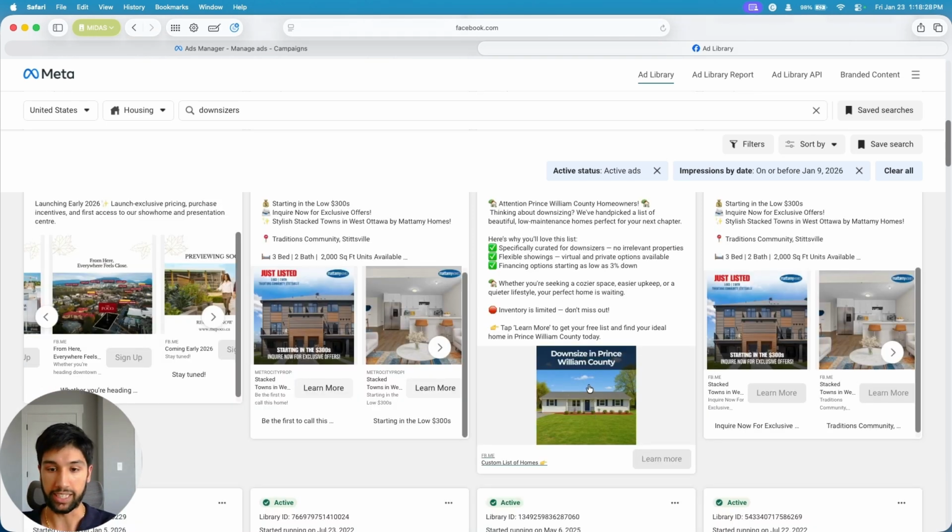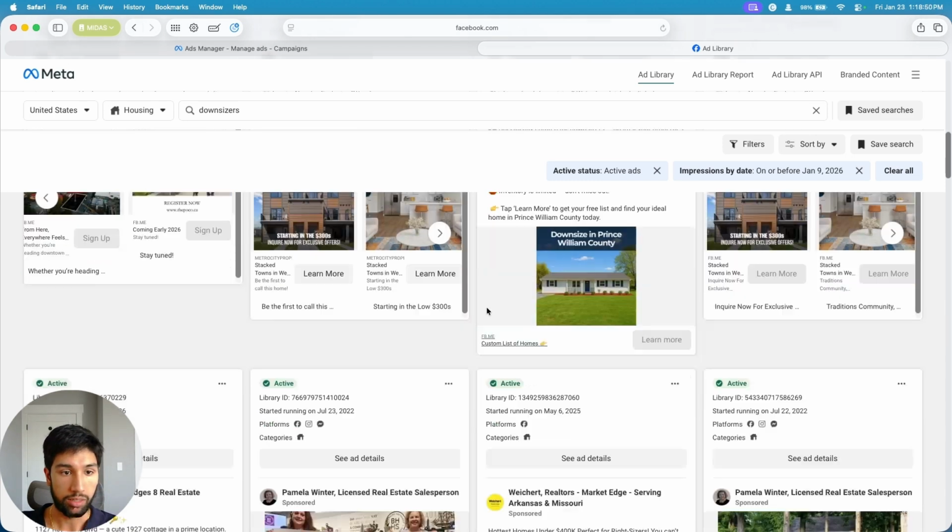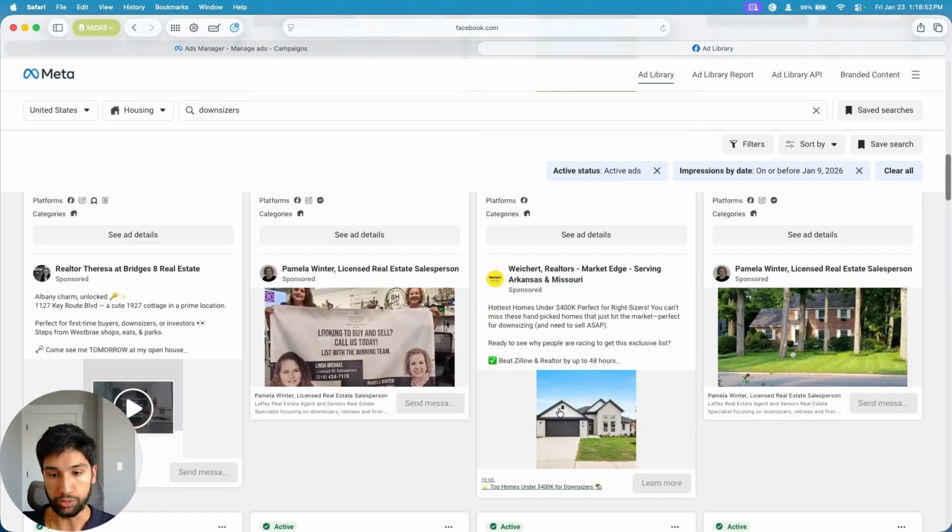A reason I really like this ad, it's giving you a specific area to look at. Okay, downsize in Prince William County. That is a specific county and it's giving you an action. Or it'd maybe work if there was a question mark at the end, but the idea is, okay, look, do you want to downsize in this area? Starting in the 300s, that's good. It gives you a budget at least. But overall, most of these ads are pretty simple. These work pretty well.